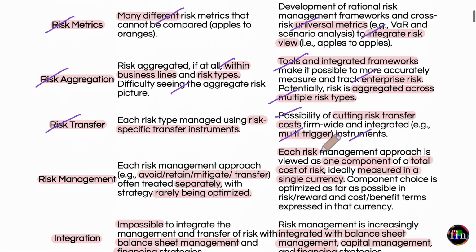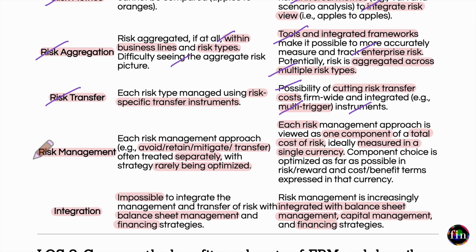Then let's talk about the next aspect, and that is risk management. So when I say risk management, think about the risk management strategies that we discussed in the previous chapter on how firms manage interest rate risk. Now, risk management, we had said, is about doing some kind of a cost-benefit analysis and then opting for one out of these four strategies or these four options in front of you. And these are avoid, retain, mitigate, transfer.